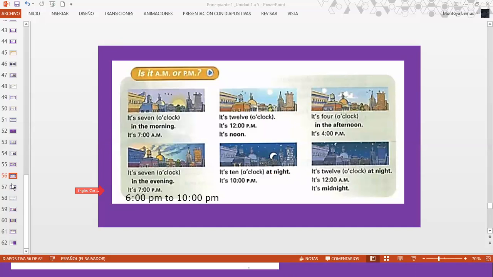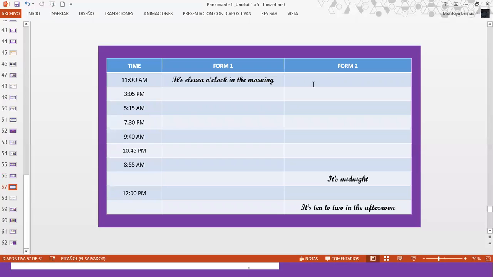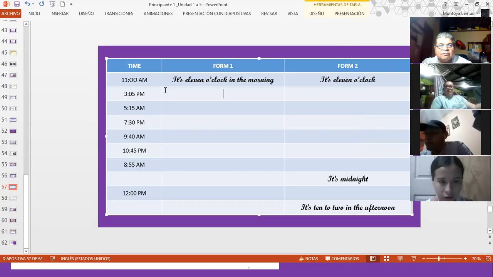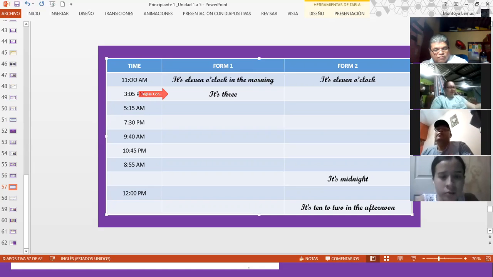Now I gave you this chart to practice. I want to do it with you here because we have minimum two forms to tell the time. Okay, for example, this is, it's 11 o'clock in the morning, or we could say it's 11 o'clock. That's it. Okay, what about this? A ver. ¿Quién me da este? It's 3:05. Okay, it's 3. Right, it's 5. PM.